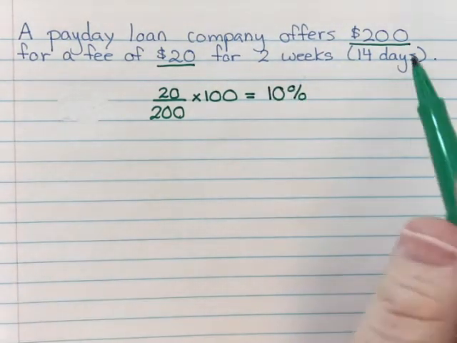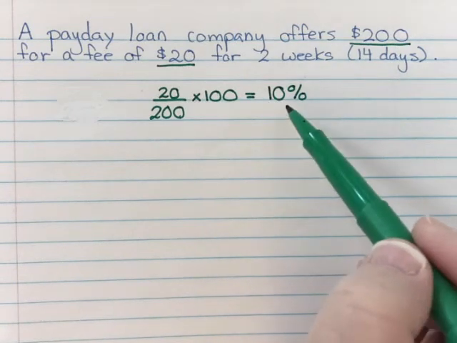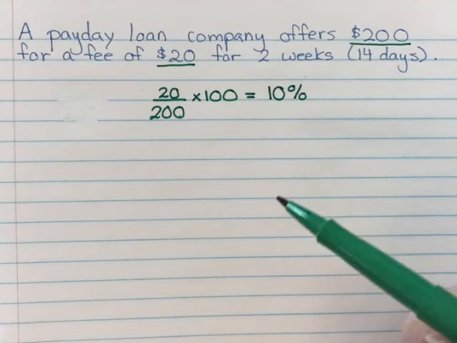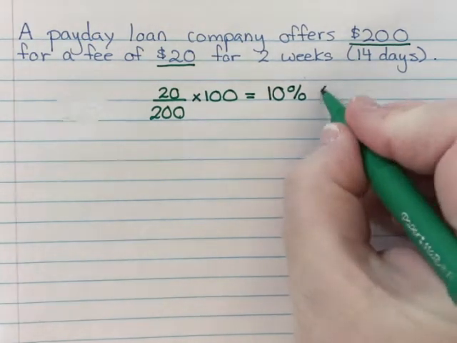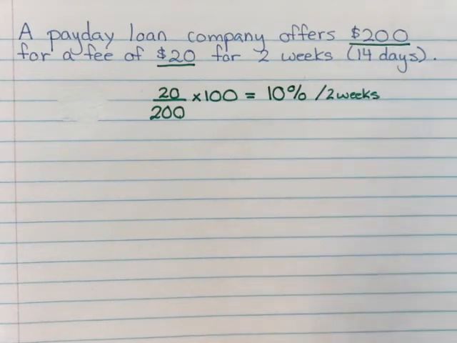So the interest that got charged here is 10% interest. But the thing is that that's not 10% per year. That is 10% for 2 weeks. So I need to figure out what is that in a full year.